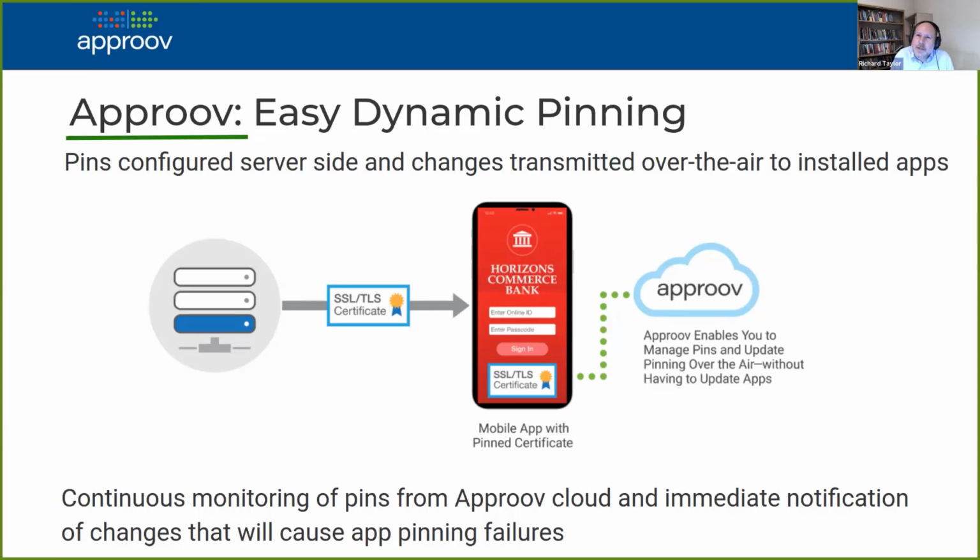In fact, as part of the way Approve works, we also do continuous monitoring of the endpoints. When you add a particular domain that you want to pin to Approve, we set up a continuous monitoring process. We're pinging that domain from our servers on a very regular basis, looking at the certificate chain and making sure it matches the pins which are inside the app. If they have changed, then you get immediate notification, allowing you to push out an update to your apps.